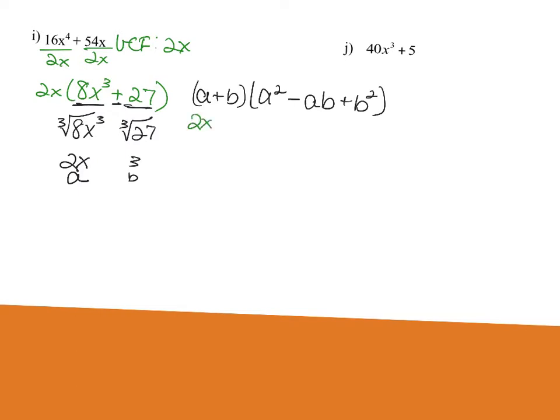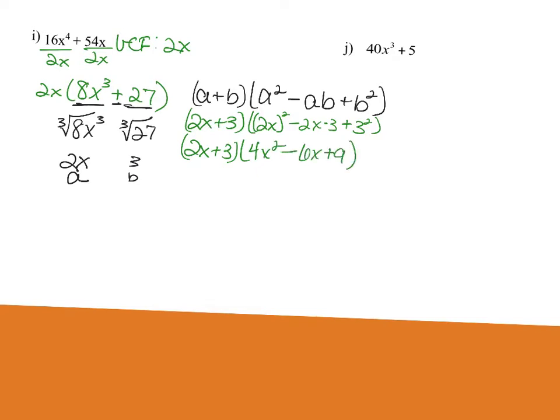So I have 2x plus 3. 2x squared. Now, make sure that all of 2x is a, so it needs to have parentheses. Minus 2x times 3 plus 3 squared. So now I just need to clean up that trinomial a bit, and that's going to give me 4x squared minus 6x plus 9. Now you may be wondering, oh, and you know what I forgot to do? Carry along my GCF. So this is the final answer right here.